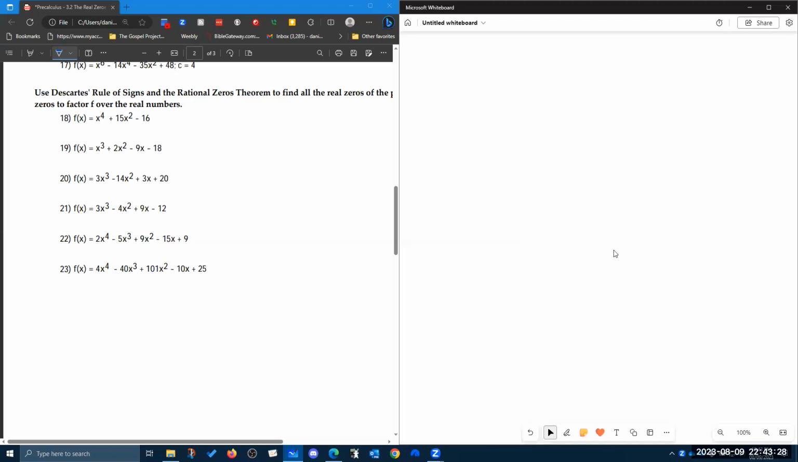All right, let's try number 19 here: x to the third plus 2x squared minus 9x minus 18. I really don't need Descartes' rule of signs or the rational root theorem here, but I'm going to do it because that's the way the teacher told me to do it.